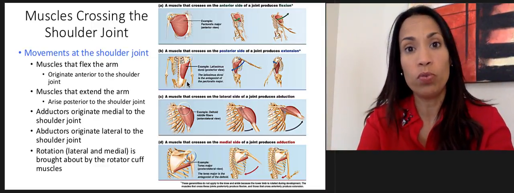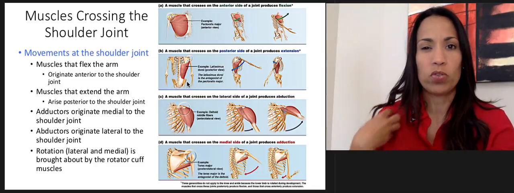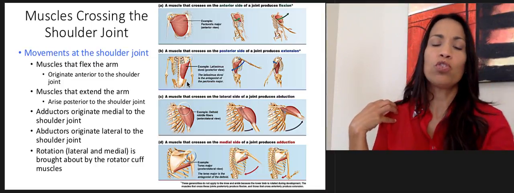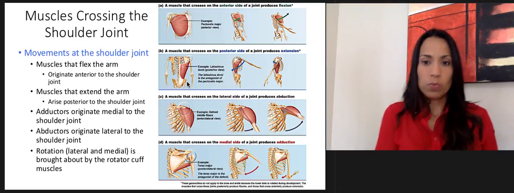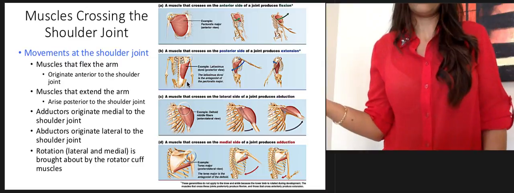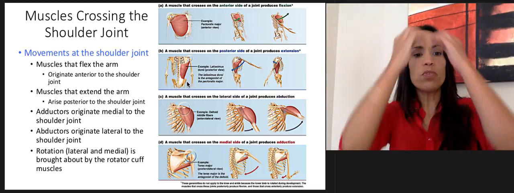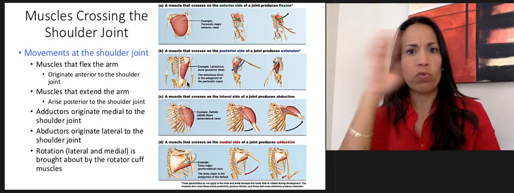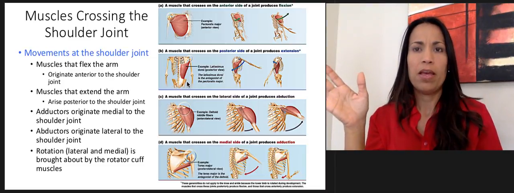Two more movements that can be performed, as you remember, on the glenohumeral joint are medial and lateral rotation. And these movements are performed by the rotator cuff muscles that we will describe in the lab.